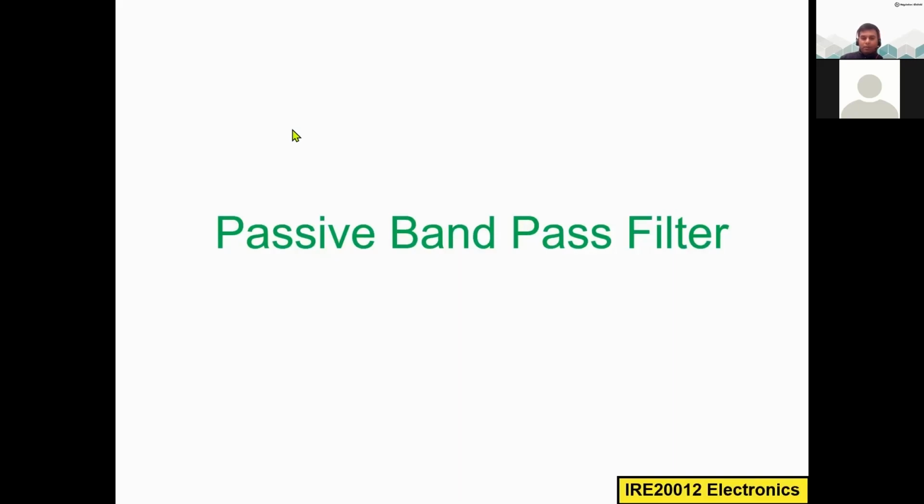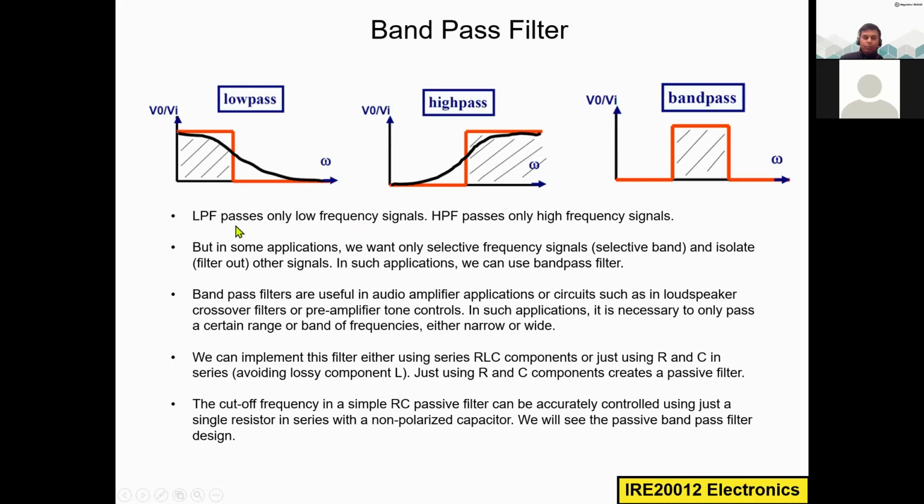Okay, so first we will start with passive band pass filters. We know low pass filter means it passes only low frequency signals. So this is the pass band and this is the stop band. And high pass filter means it passes only high frequency signals and it blocks low frequency signals. But in some applications, we want only selective frequency signals and isolate the rest of the signals.